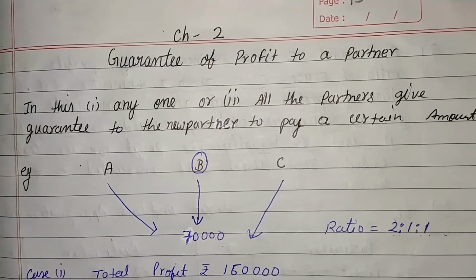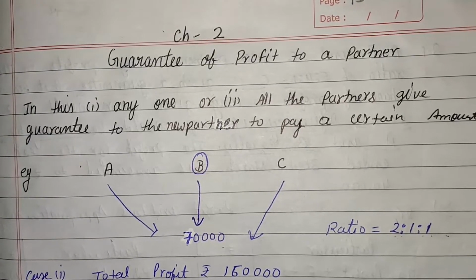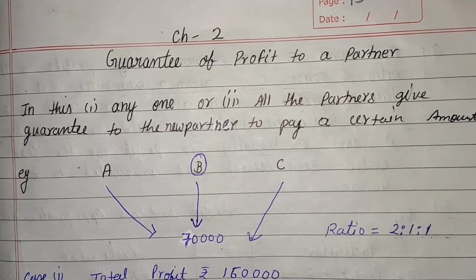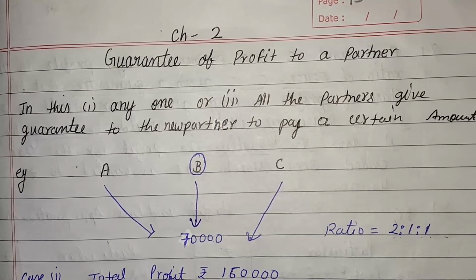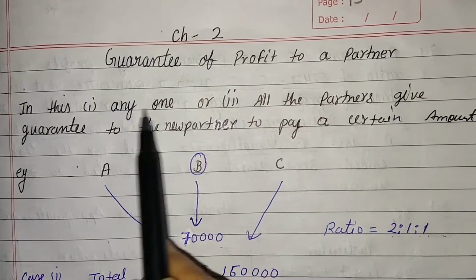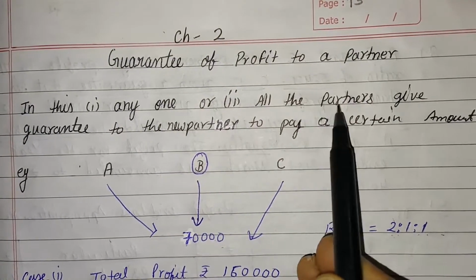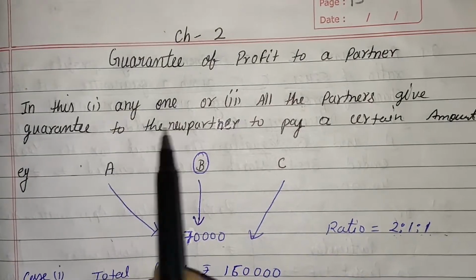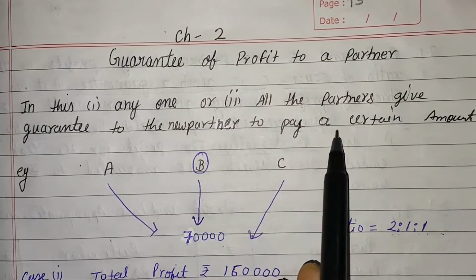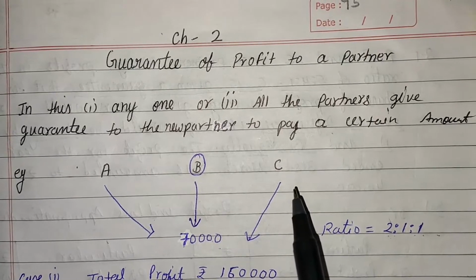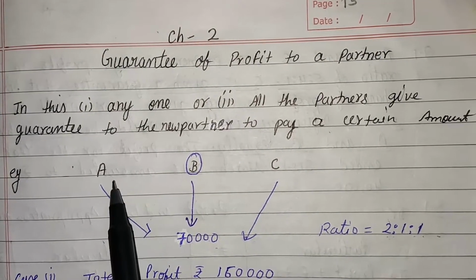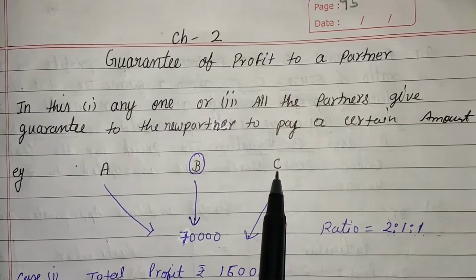Hello students, this is the last part of the topic partnership, and the last topic is guarantee of profit to a partner. It means if any one or all the partners give a guarantee to the new partner to pay a certain amount, that is called guarantee of profit. For example, here there are three partners A, B and C.